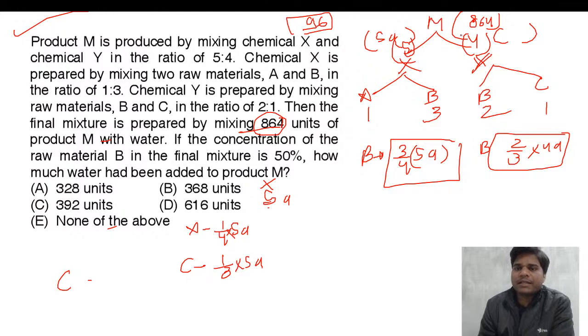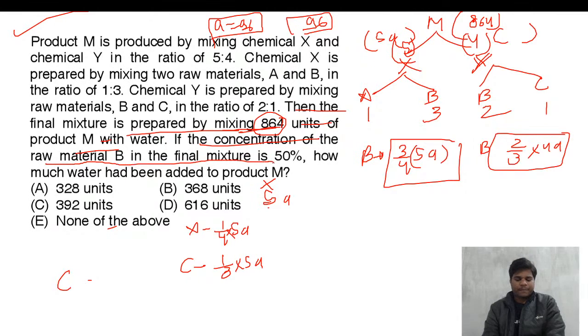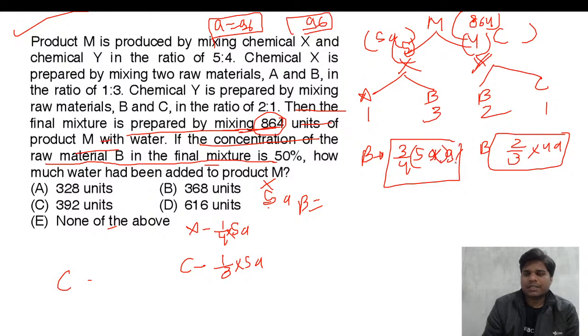Finally, A is there 96. A is there 96 now. A is 96. So what they are saying, this is the concentration of the raw material B in the final mixture is 50%. So let's first find the B. B is let's put 96 here.